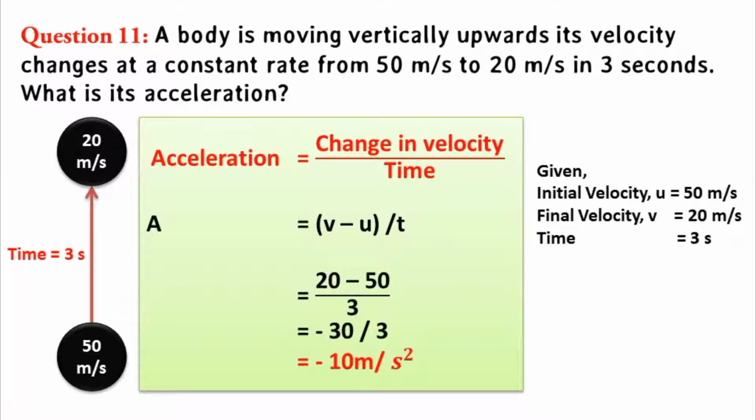We know a negative answer for acceleration means it is retardation. So retardation is equal to minus 10 meter per second square, which is equal to 10 meter per second square.